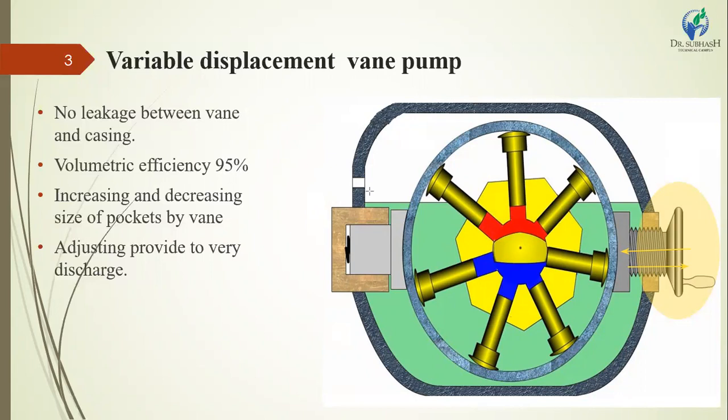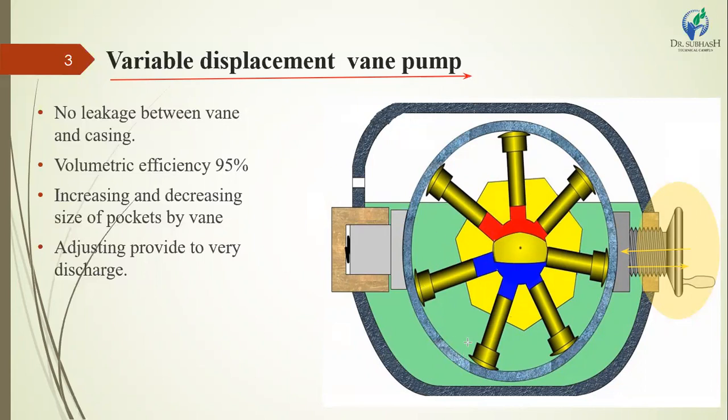By changing this offset, we can change the pocket size, and by changing the pocket size the discharge can vary. So variable discharge is possible from this pump. So its name is variable displacement pump, and we use it as a vane pump. So the name is variable displacement vane pump.